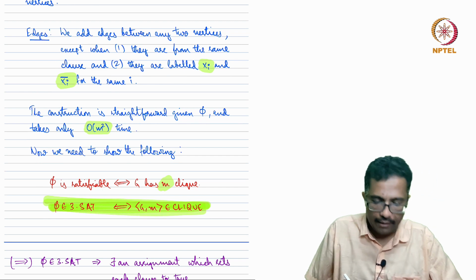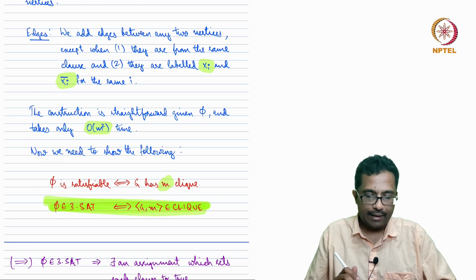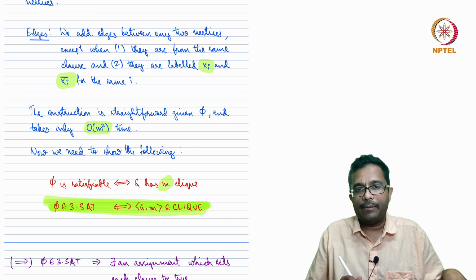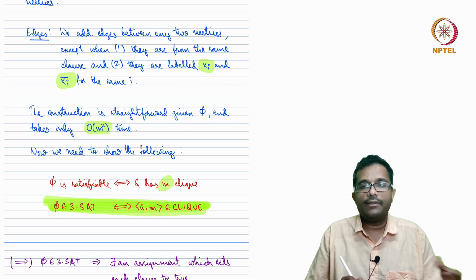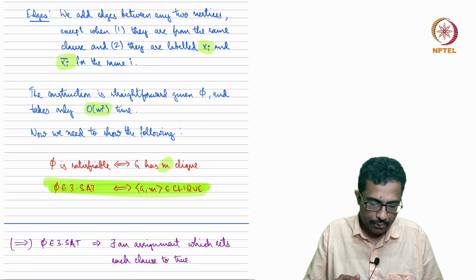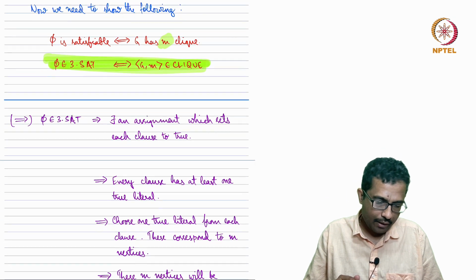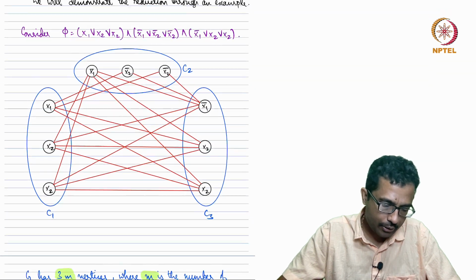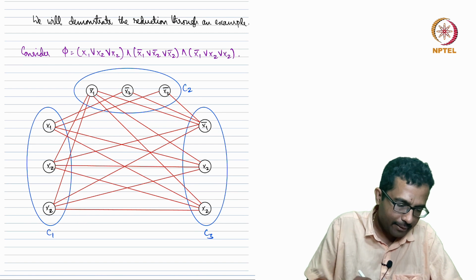Phi is in 3-SAT if and only if G comma M is in clique, right? So whenever phi is in 3-SAT, G will have an M clique. Whenever phi is not satisfiable, G will not have an M clique. So that is the claim. Let's see why this is true. So suppose phi is in 3-SAT. This formula is in 3-SAT actually, because it's a very simple formula.